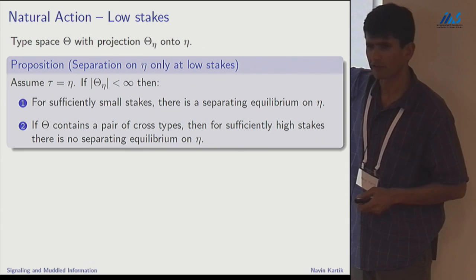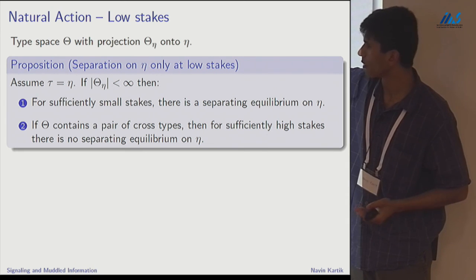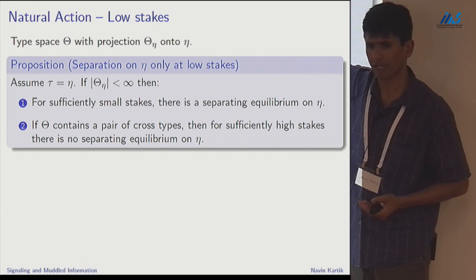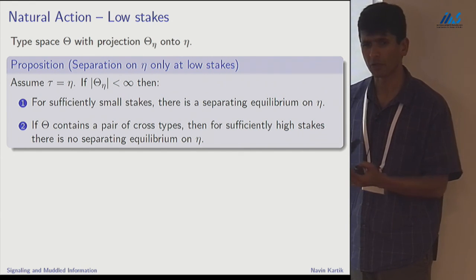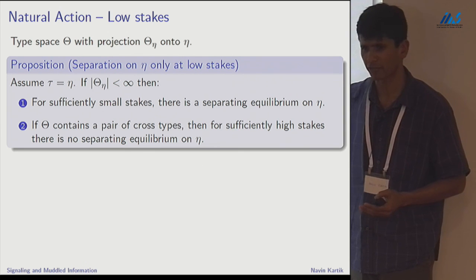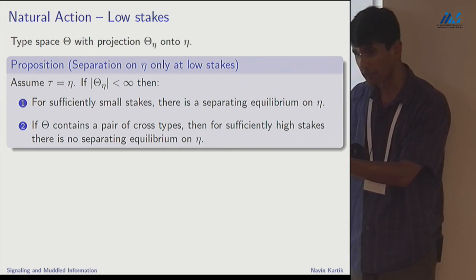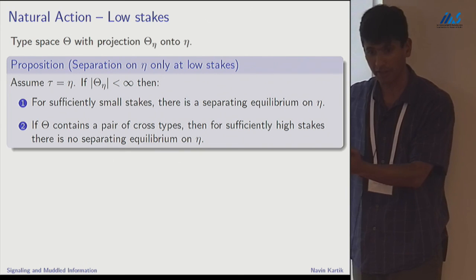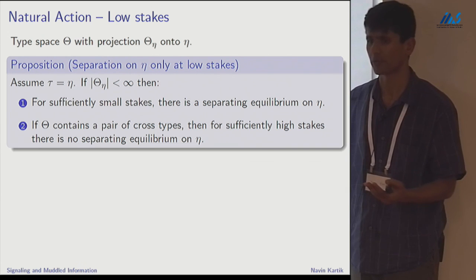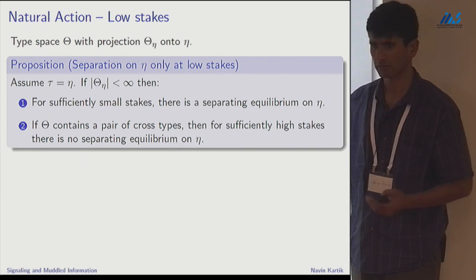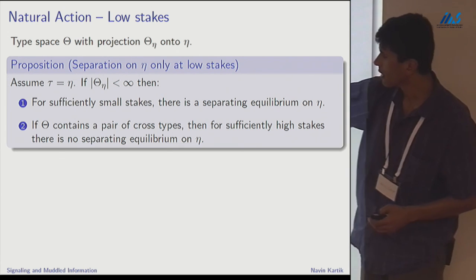And the proof of this is fairly simple. It's simply observing that given that there's a finite number of these natural action types, when stakes are really small, every type can just play its natural action. There's a finite number of these natural action levels, and so there's going to be a discrete cost of any type mimicking a higher natural action, and if the stakes are sufficiently small, that's not going to be worth it. Okay, so that's easy.